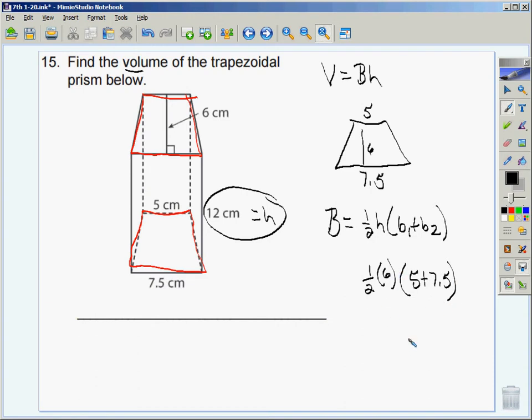What is half of 6? 5 plus 7.5 is 12.5. So my base area when I multiply this out is 37.5. When I go to find my volume then, 37.5 times 12, 450. And this wasn't centimeters because it's volume, it's centimeters what? Volume, centimeters cubed.